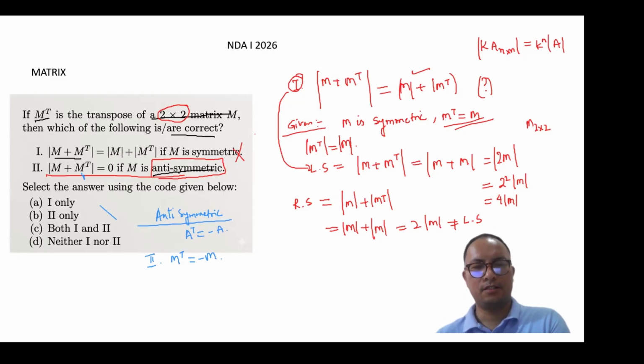Now check the condition: the determinant of M plus M transpose. M transpose is minus of M, so from here M plus M transpose is 0. So the answer is 0, the determinant of the zero matrix. So the second option is correct. The correct option is option number B.